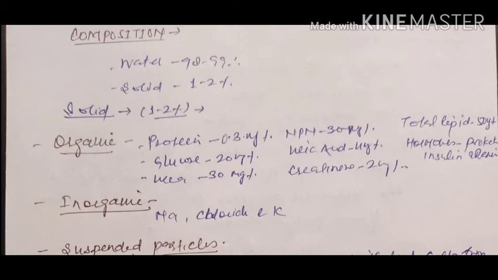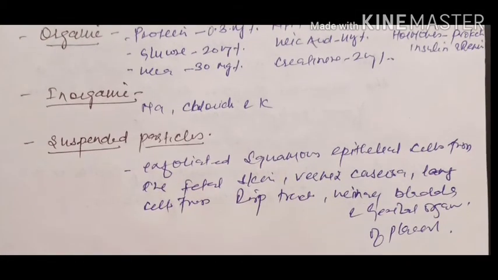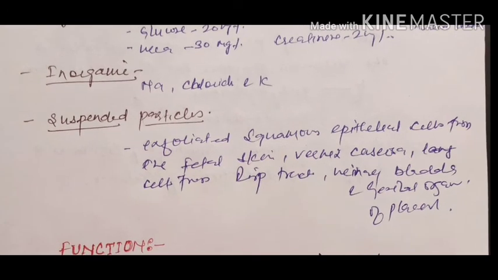Having protein 0.3 mg percentage, glucose 20 mg, urea 30 mg, NPN 30 mg, uric acid 4 mg, creatinine 2 mg, and total lipid 50 mg. When this composition is altered, it means pathology has developed. In inorganic, sodium chloride and potassium are there. And suspended particles, which are the suspended particles? Exfoliated squamous epithelial cells from the fetal skin, vernix caseosa, cells from the respiratory tract, urinary bladder and genital organs, and placenta.